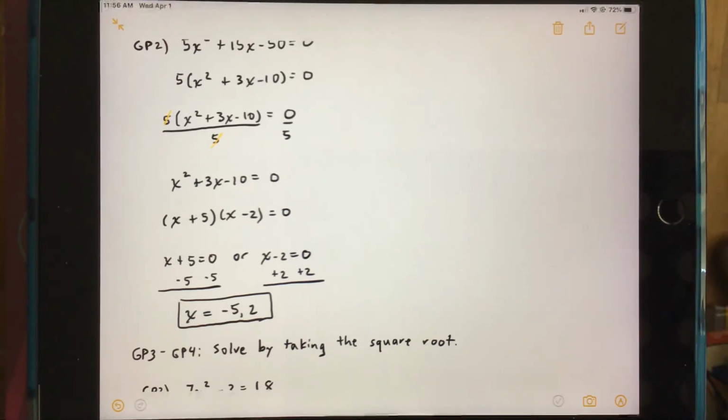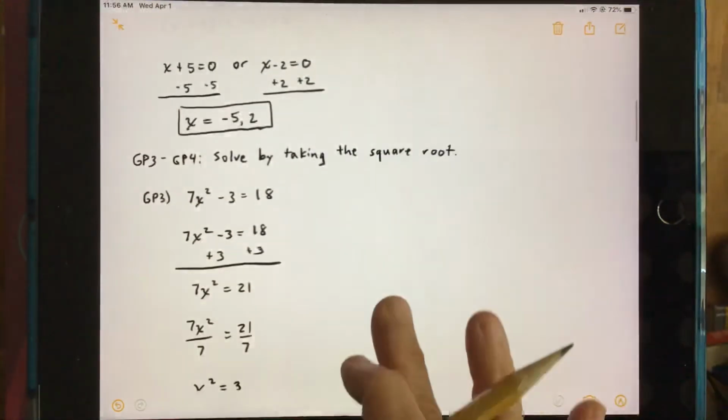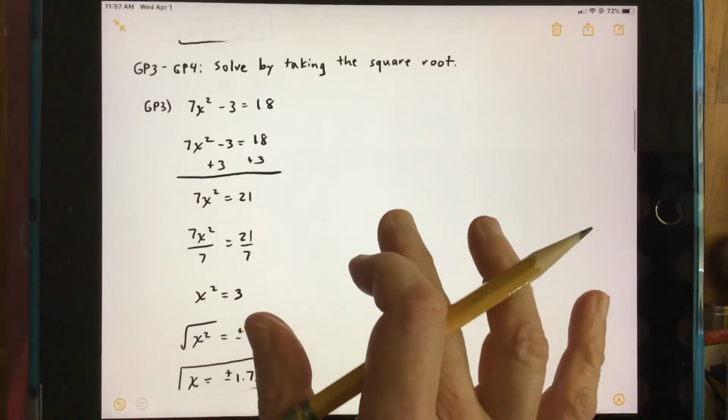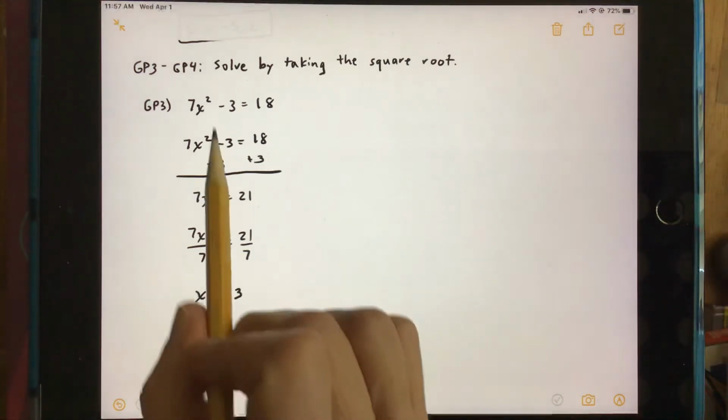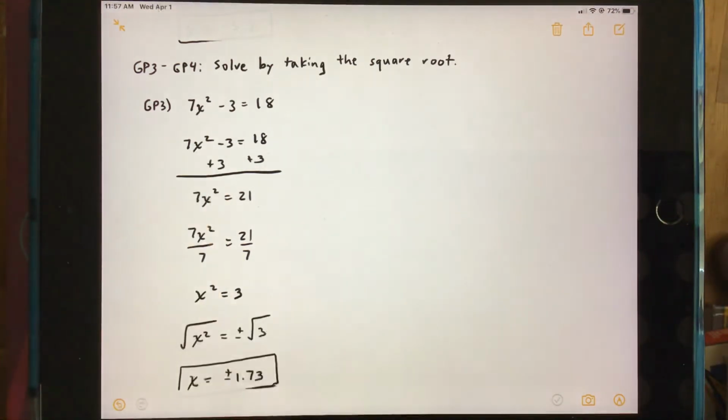We use whatever factoring works on a particular equation when we're using the factoring method. Then in practice 3 and 4, we're going to practice with solving by taking the square root. That was the second technique we learned in solving our quadratic equations. This works great if you just see an x squared term and no x term.